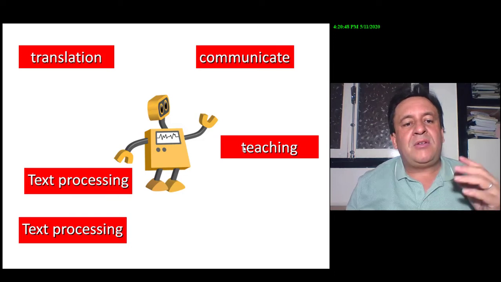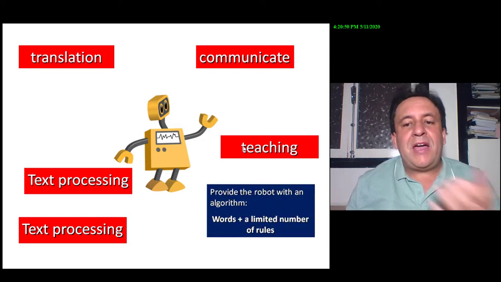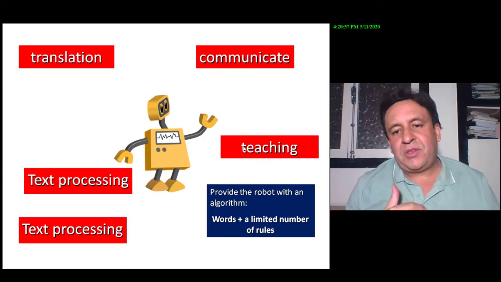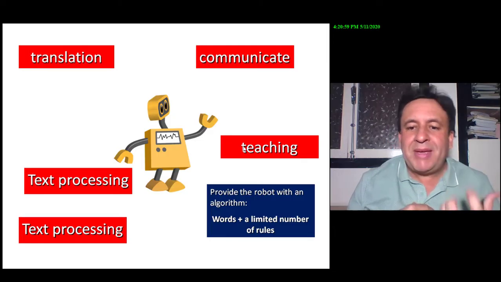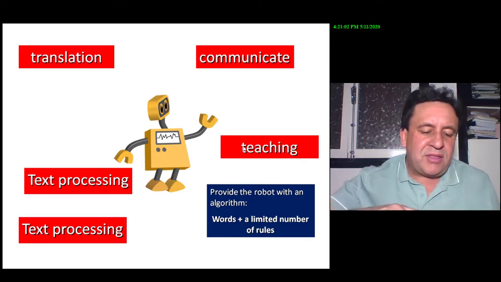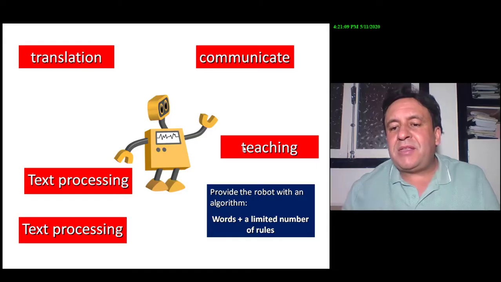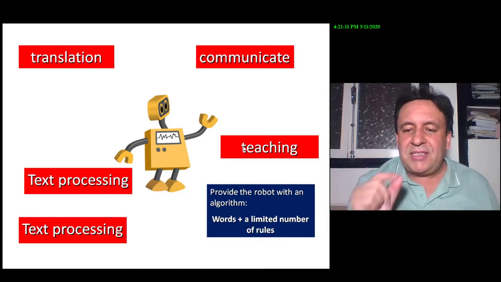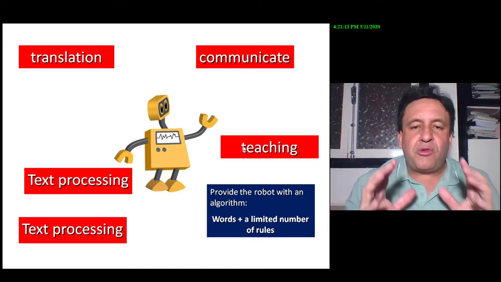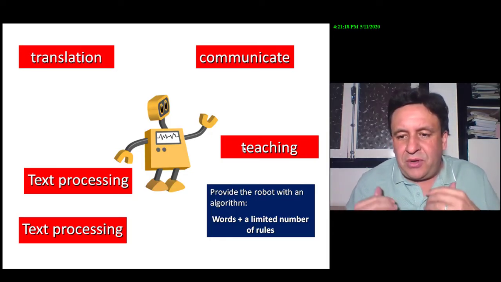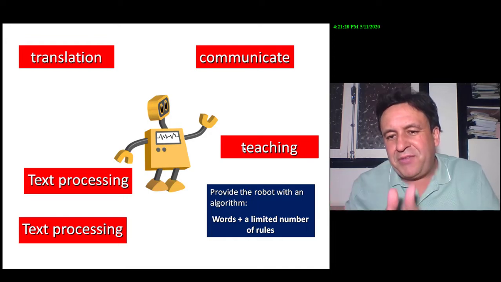Okay. Now, so what we need to do if we would like to have a robot like this one is to provide the robot with an algorithm, with a basic structure, which means that we should provide the robot with the words of the language, what we call the vocabulary or the lexicon, plus a limited number of rules. And this is the key point in here. Okay, the rules of grammar should be limited. However complex language is, the number of rules that we have should be very, very limited.